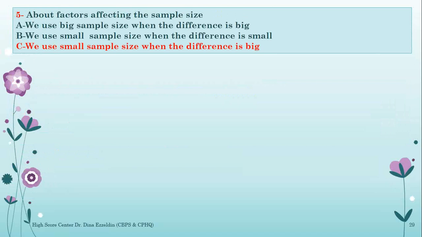About factors affecting the sample size. We use a big sample size when the difference is big. We use a small sample size when the difference is small. We use a small sample size when the difference is big. Yes, this is the correct answer. Because if the difference is clear, we don't need a big sample size. We need only a small one, because the difference is big and clear. But if the difference is small and not clear, we want a big sample size. So it's the opposite. Small sample size when the difference is big.